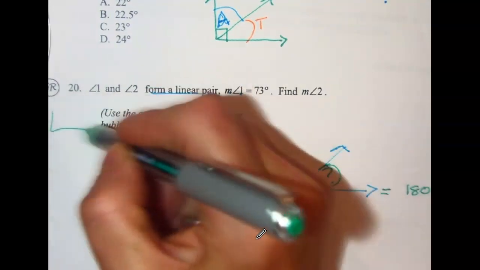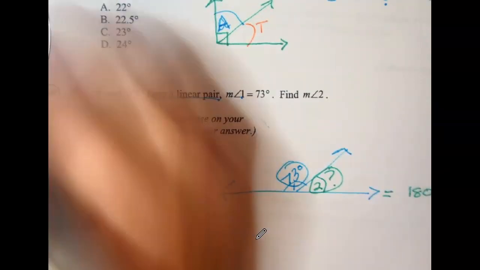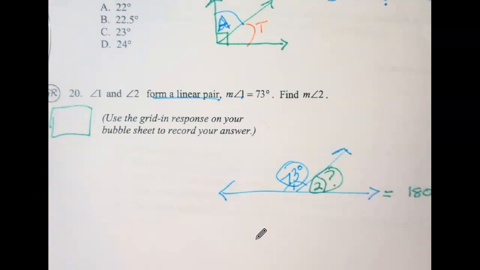And then the final answer you get, that's what you'll bubble in on your Scantron for a gridded response. So just put your number there. And that is it for the end part of our test and for Unit 1.